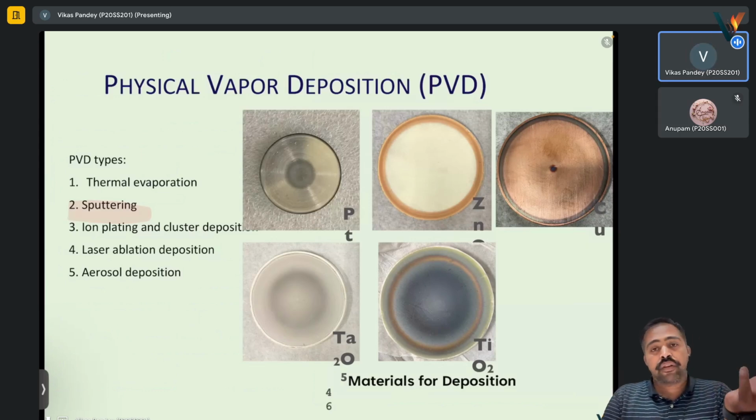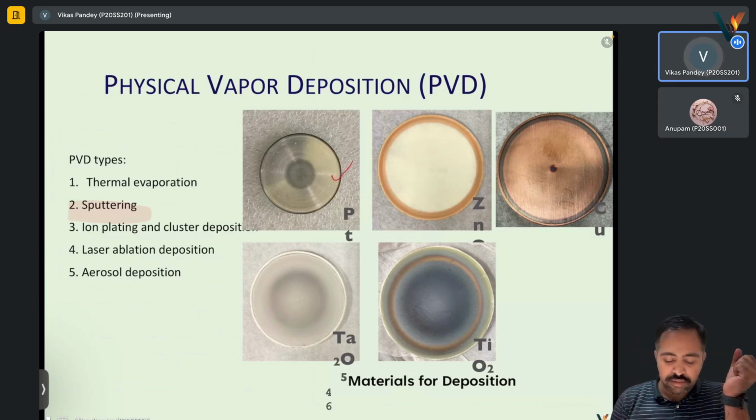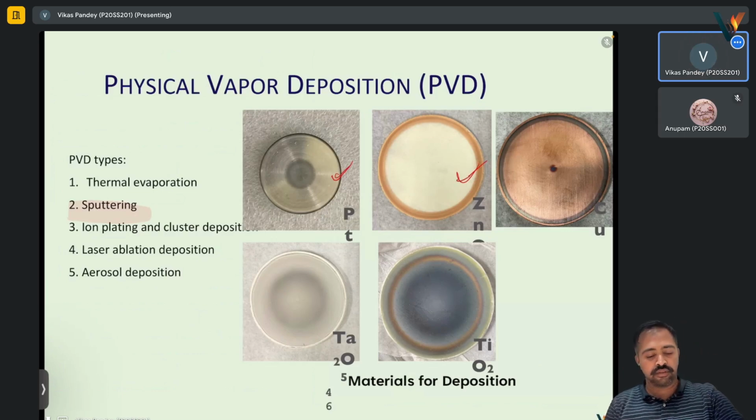So now if we talk about the other one, that is sputtering. In the case of sputtering, targets are used. Like you see in this case, this is platinum, zinc, germanium.